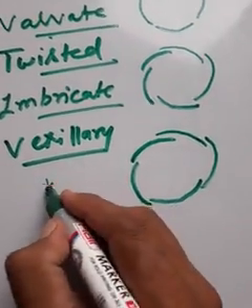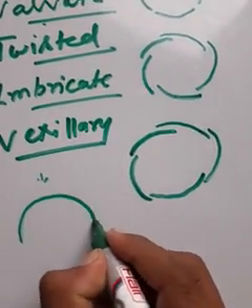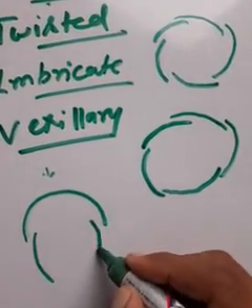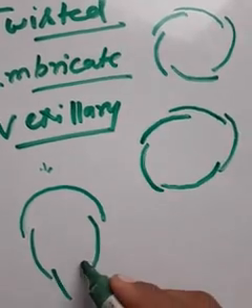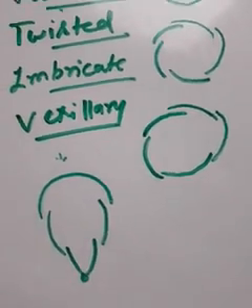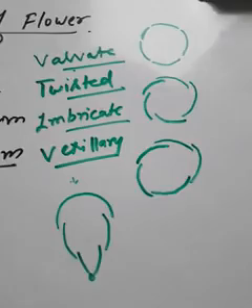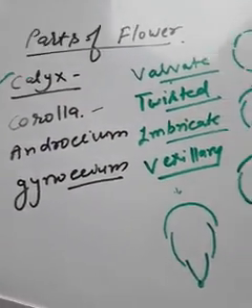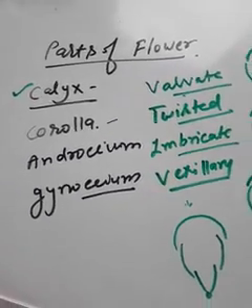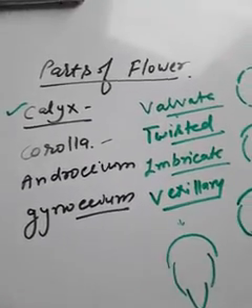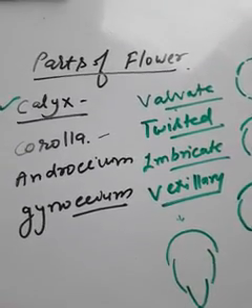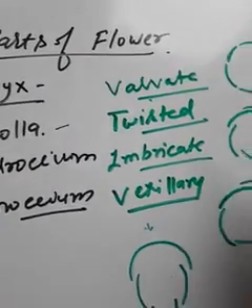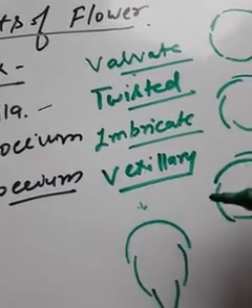Yes, in the vexillary type, the large petal, after that the lateral petals, after that the interior side. This type of petals will be arranged here. That is about the calyx, the arrangement of calyx and their estivation. After that, the same types of arrangement may be for the corolla: valvate, twisted, imbricate, and vexillary.